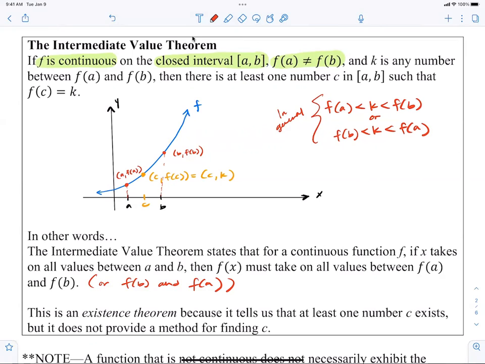And intermediate value theorem questions come up often on the AP exam. So I'm planting the seed now. I'm going to show you where we could think about using it. We're not really going to do intermediate value theorem problems.